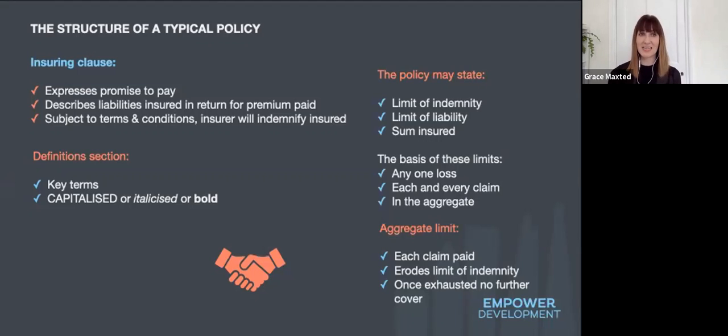If you ever see this, the aggregate limit, remember, is where you have, for example, an aggregate limit of, let's say, £1 million, and then each claim that is paid out of that million erodes the limit. Once you've got to £1 million worth of claims, there's no cover there, unless, if you're doing other books, you've got a reinstatement clause. But for now, you don't need to worry about that.